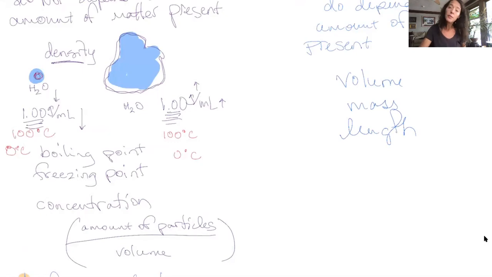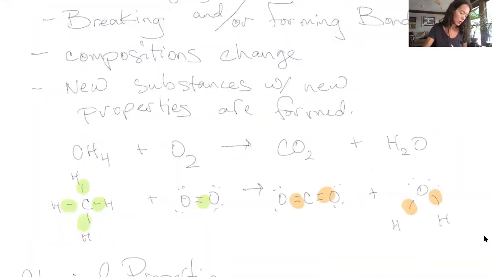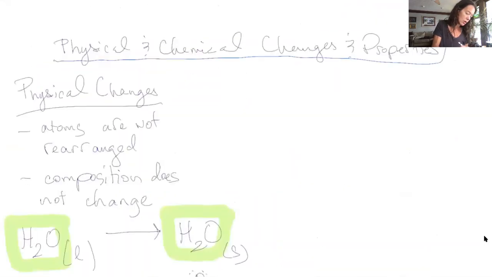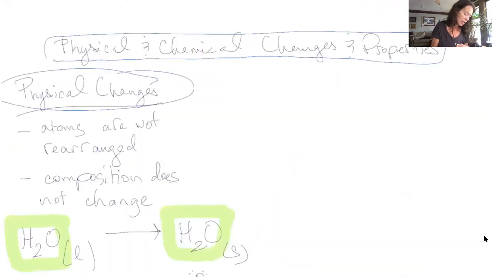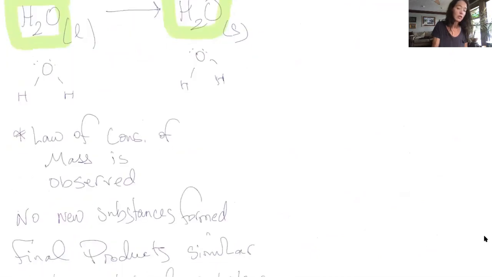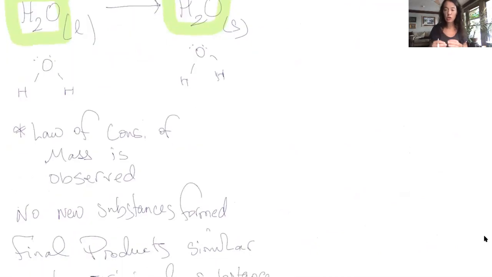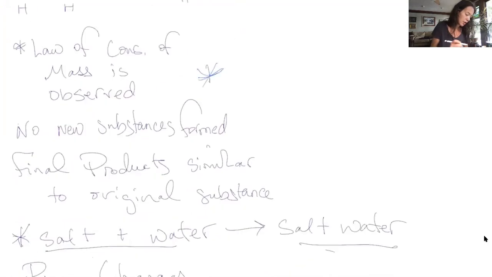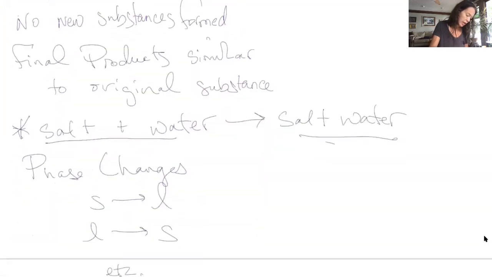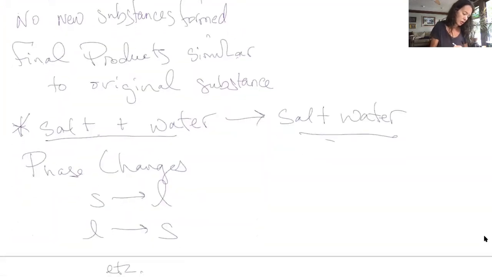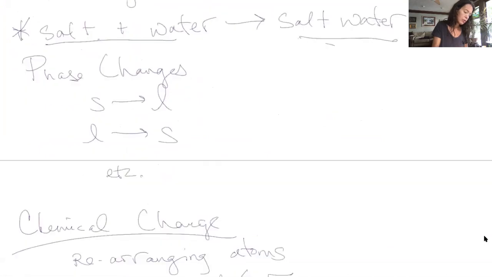So that's about it. We're going to keep it short and sweet. Quick review. We said physical and chemical changes in properties. In a physical change, atoms are not rearranged. Therefore, the composition does not change. And what we end with is similar to what we started with. We said law of conservation is observed in all changes, whether it's physical or chemical. We said that the final products are similar to the initial substances.